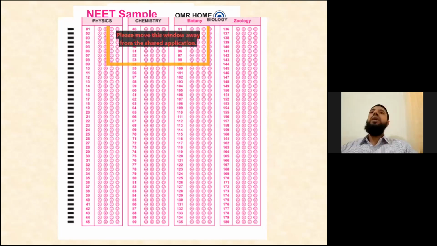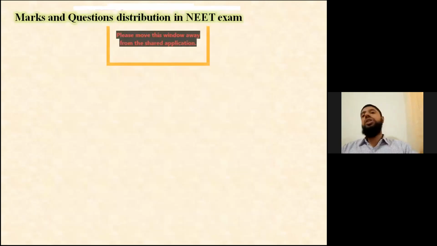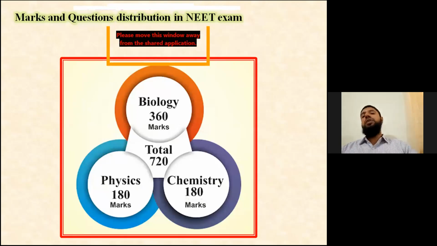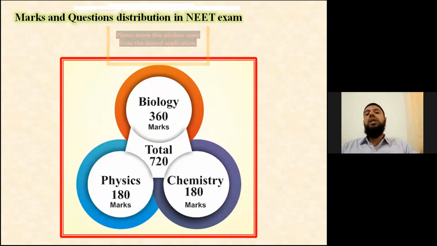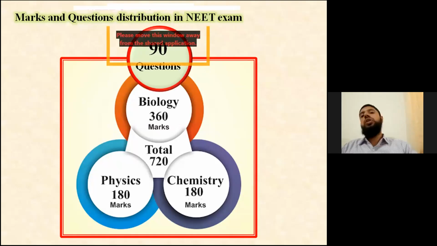Then let's try to look at the marks and questions distribution in the NEET examination. How it will be distributed, how the marks are divided in different concepts. As we know, the NEET exam is held for a total of 720 marks, out of which physics is 180 marks, chemistry 180 marks, and biology 360 marks, in which the higher concentration is for biology, which carries 90 questions. Each question is going to award you 4 marks. For every one question, you will be awarded 4 marks.